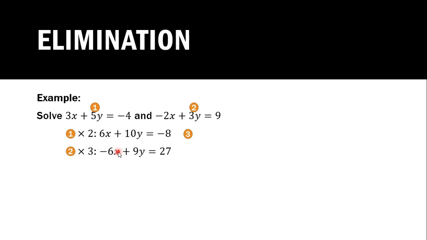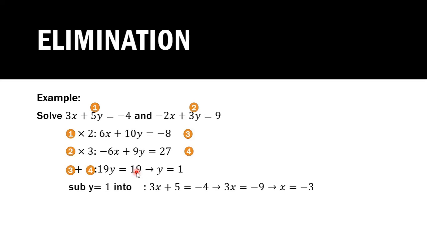So if we add number 3 and number 4 together, we're then going to get 19y equals 19 because 6x plus -6x gives us 0. And then 10y plus 9y equals 19y, and -8 plus 27 equals 19. So we can then solve that to get y equals 1.